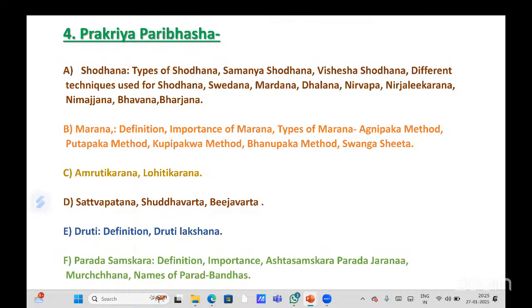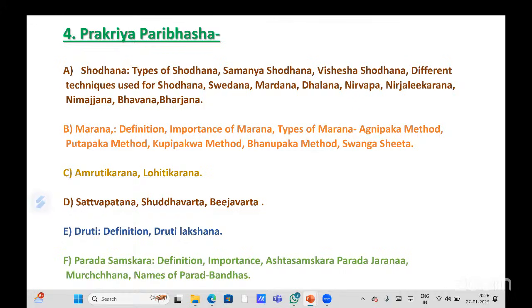In the similar way, the concept of Marana they may ask for 5 marks. Okay, that time again you have to write the definition, importance of Marana and types of Marana, that is Agnipaka, Putapaka, Kupipaka, and Bhanupaka. In brief, you have to explain. Again, these Amrutikarana, Lohitikarana, Sattvapatana, Suddhavarta, and Bijavarta, Dhriti, these C, D, E, are desired to know. And again, there may be chances of one question of desired to know. They may ask for 5 marks.